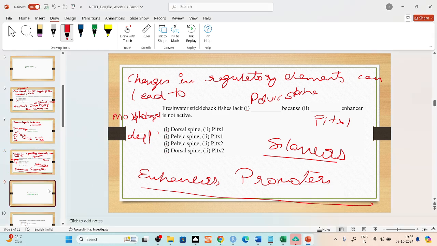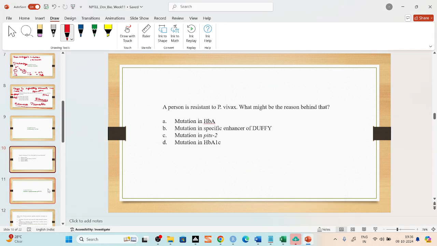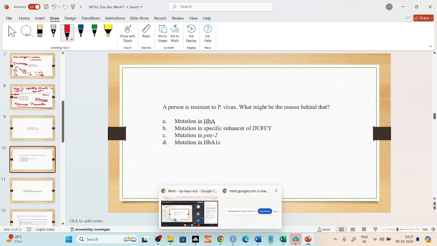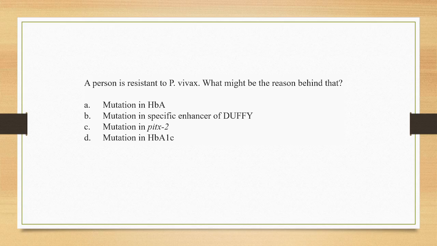Now let us move to the next question. A person is resistant to Plasmodium vivax. What might be the reason behind that? A. Mutation in HBA. B. Mutation in specific enhancer of Duffy. C. Mutation in PIX2. And D. Mutation in HBA1C. Okay, this is your question. And right now it is 7:37. You have 2 minutes to solve this question, and I will switch the screen at 7:39.